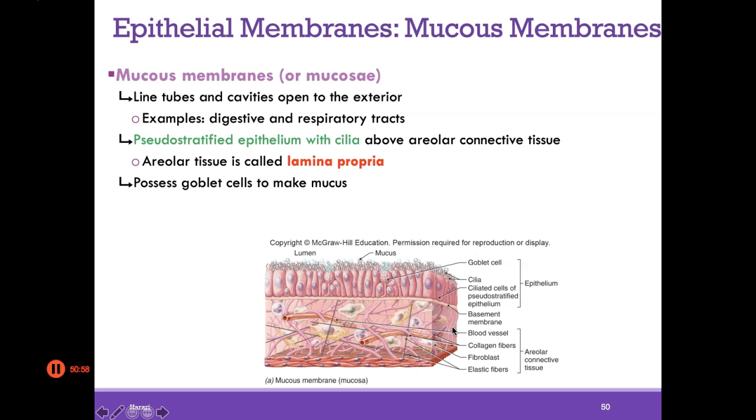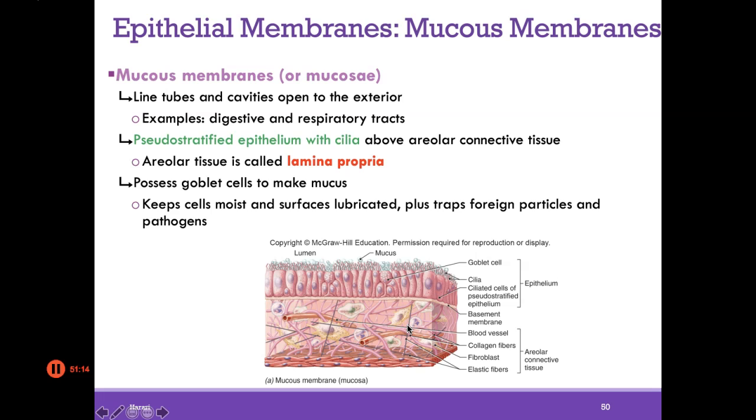Of course, since it's a mucous membrane, we're going to need lots of goblet cells to make mucus. Right? And again, remember, anything exposed to the outside can have pathogens or dust, so we need to make the sticky mucus to trap them and to propel them with the cilia toward the digestive system, where they're not a threat. Right? It also helps keep our cells moist and our surfaces lubricated, which is important to avoid any friction.